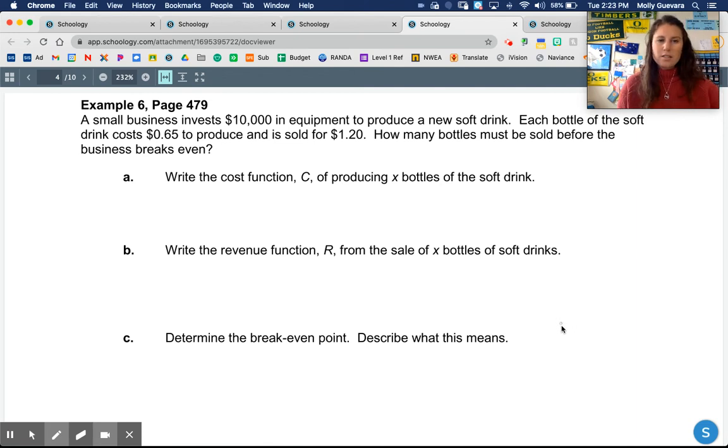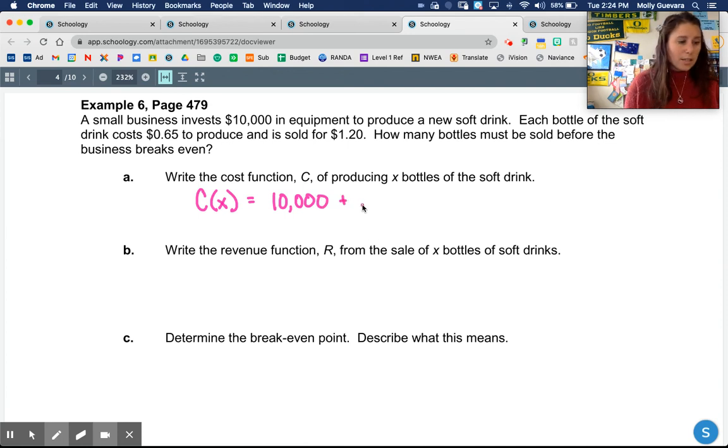So the first question here says, write the cost function, okay? If we remember, the cost is equal to the equipment cost, which is $10,000, plus the cost per unit. And in this case, the cost per unit is not 0.065. That'd be nice though, huh? 6.5 cents. The cost per unit is 0.65x, right? Because x is the number of units. Part B says write the revenue function. So the revenue function is just, how much are you selling it for and how many units are you selling? So this is just $1.20 times x.